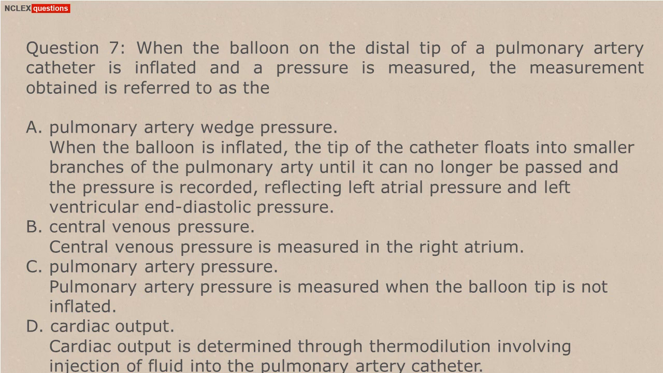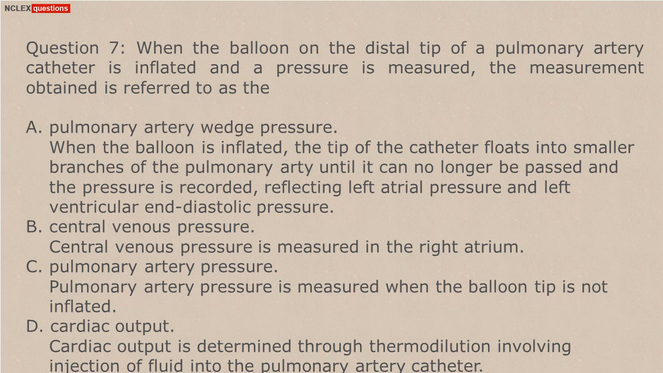Question 7. When the balloon on the distal tip of a pulmonary artery catheter is inflated and a pressure is measured, the measurement obtained is referred to as the A. Pulmonary artery wedge pressure. When the balloon is inflated, the tip of the catheter floats into smaller branches of the pulmonary artery until it can no longer be passed and the pressure is recorded, reflecting left atrial pressure and left ventricular end diastolic pressure.